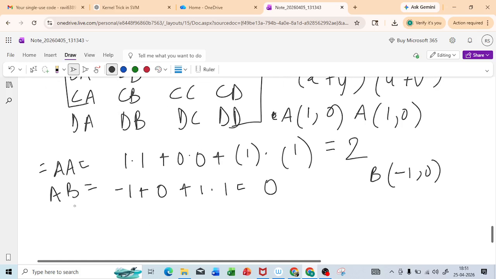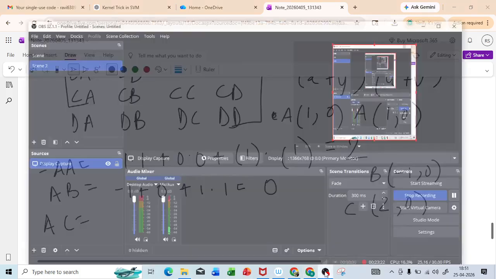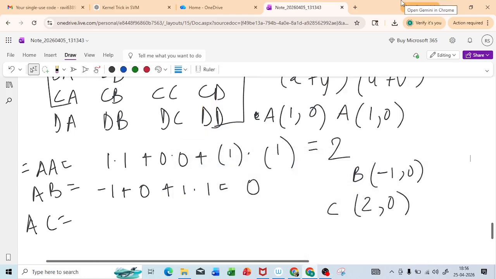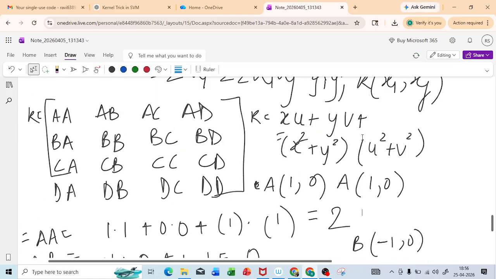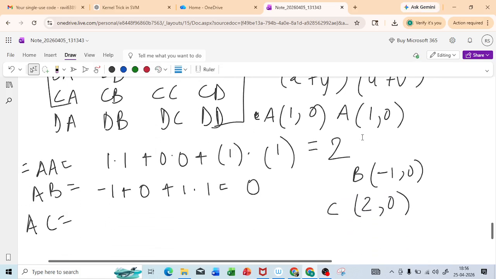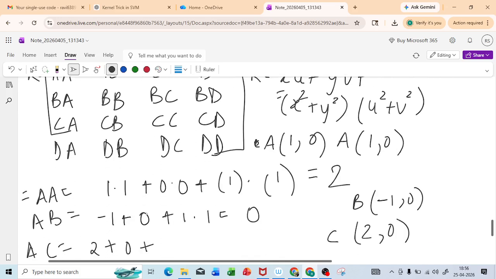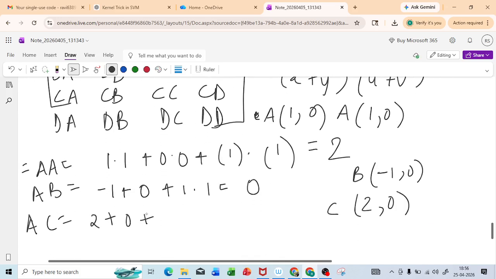Now let's calculate AC. Our C point is 2 comma 0. So AC would be xu plus yv. xu is nothing but 1 into 2, that is 2, plus yv would be 0, plus x square plus y square into u square plus v square. So x square plus y square is 1.